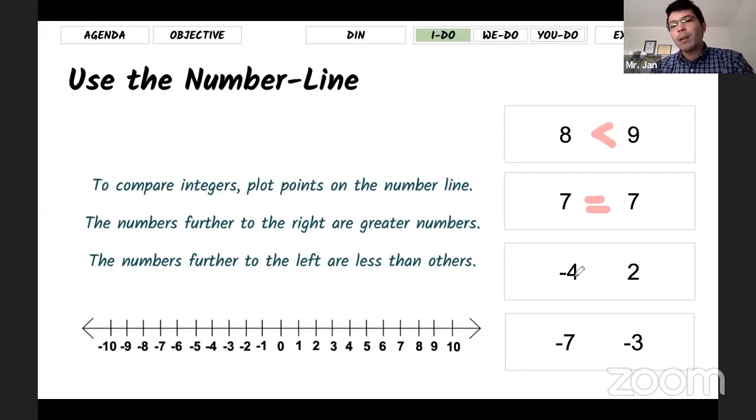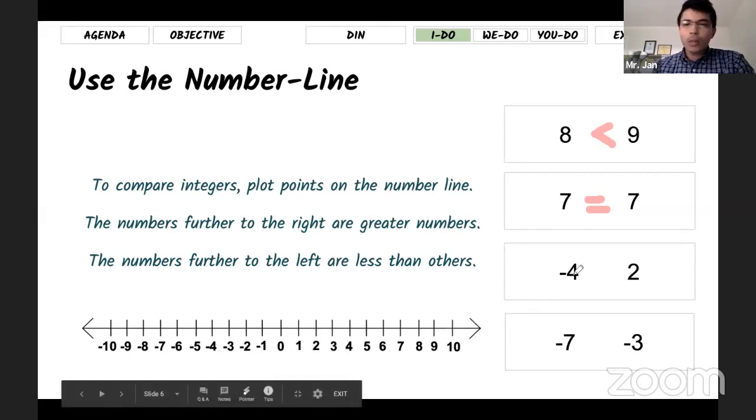For example, they compare like -4 and 2, but you have to be very careful. We're not comparing the absolute value of these numbers. We're comparing the real value, without the distance. If you say the distance, yes, 4 is greater than 2. But if you're just comparing the value itself, it's -4 and +2.